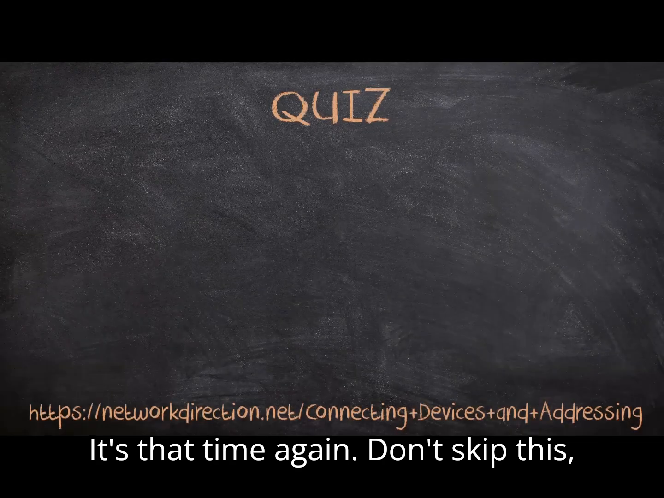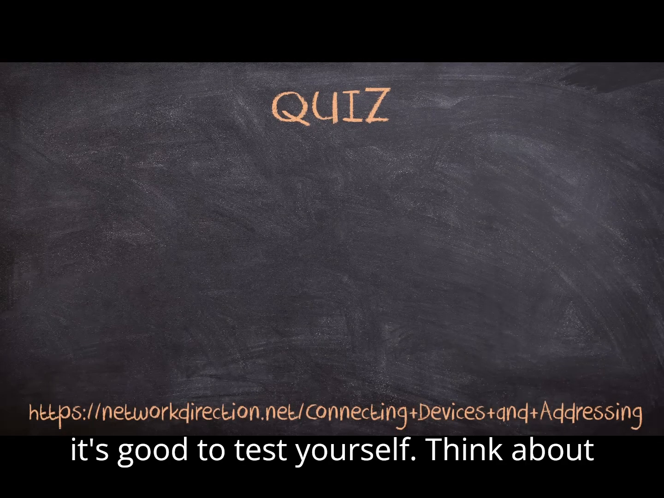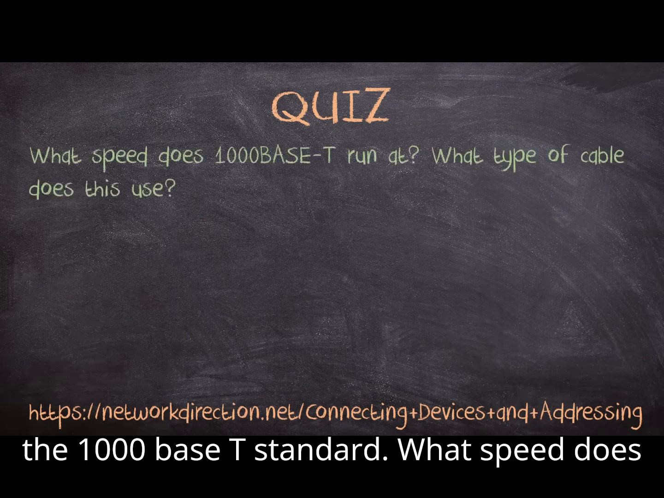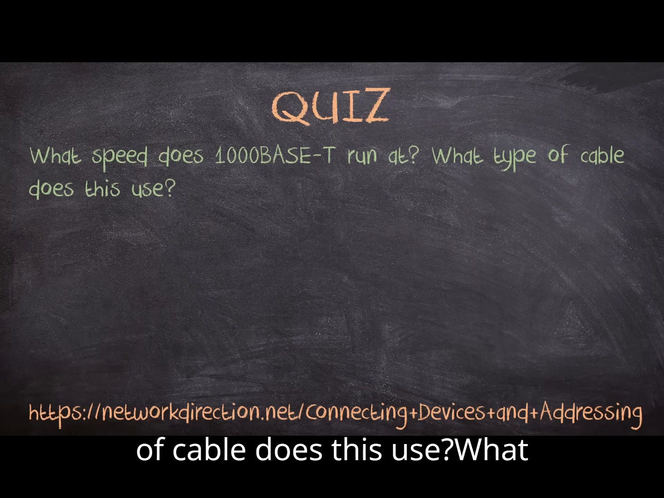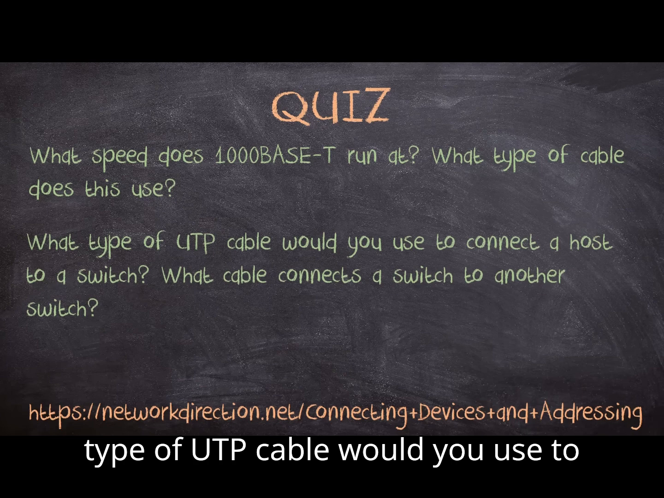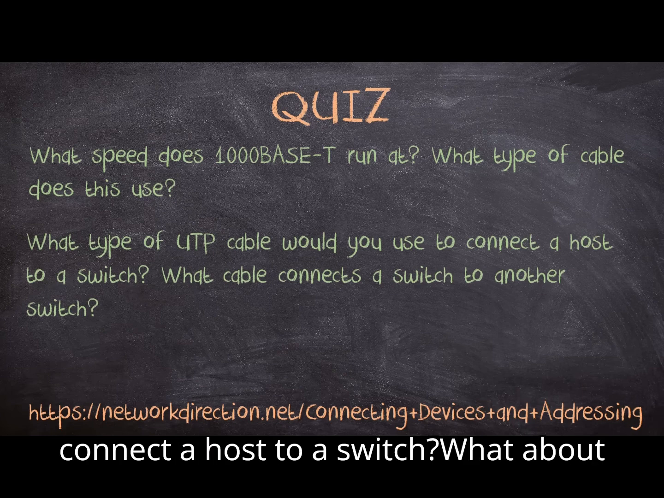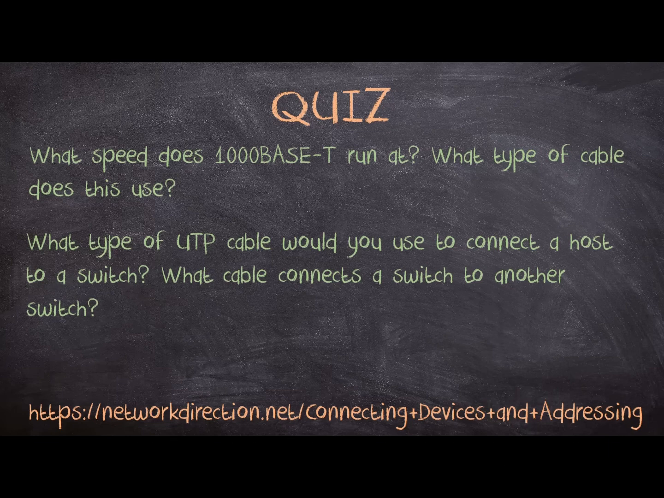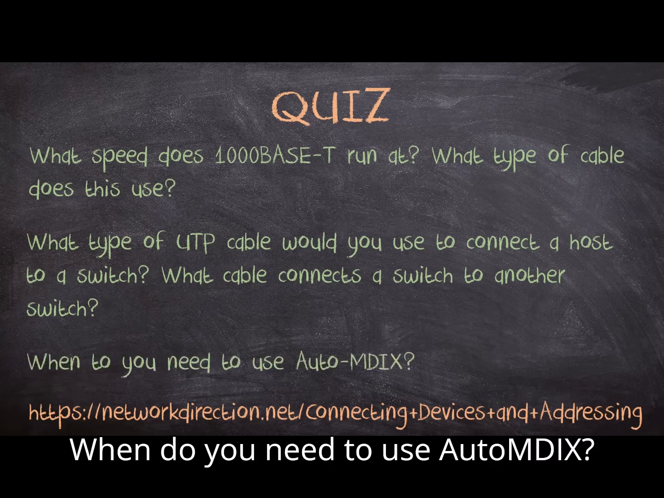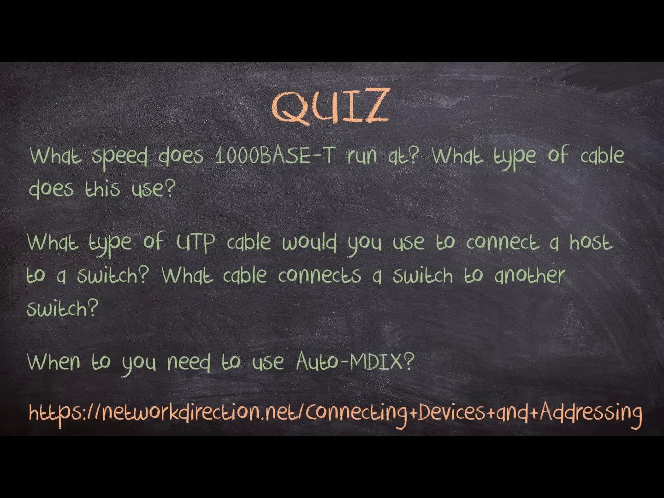It's that time again. Don't skip this, it's good to test yourself. Think about the 1000 base T standard. What speed does this run at? Also, what type of cable does this use? What type of UTP cable would you use to connect a host to a switch? What about connecting a switch to another switch? When do you need to use auto MDIX?